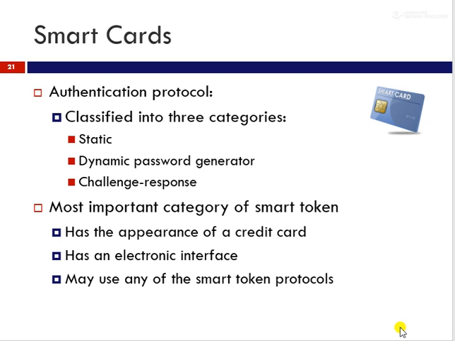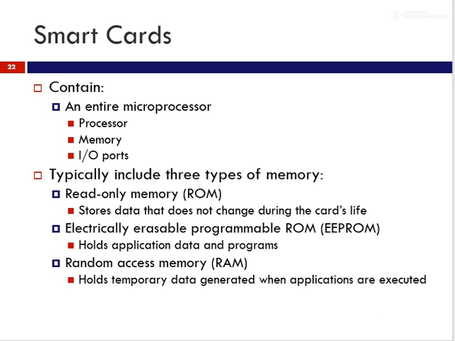It has the appearance of a credit card, or has an electronic interface, and may use any of the smart token protocols for these smart cards. As we know, these smart cards contain a microprocessor, which can perform complete processing along with 3 types of memory, that is ROM, EPROM, and RAM.